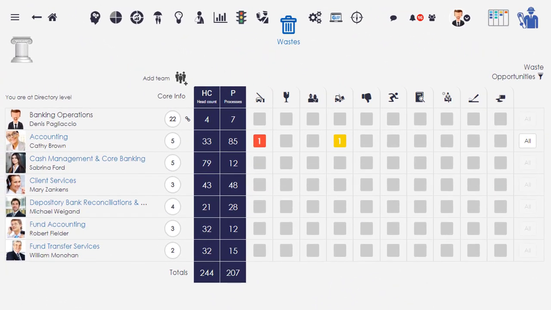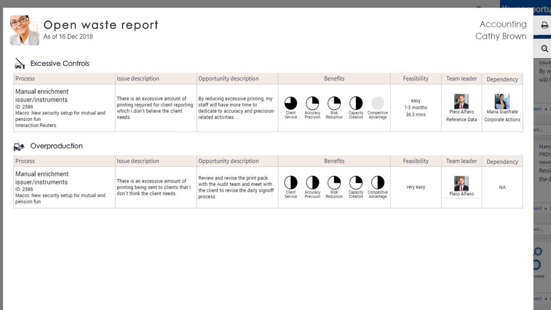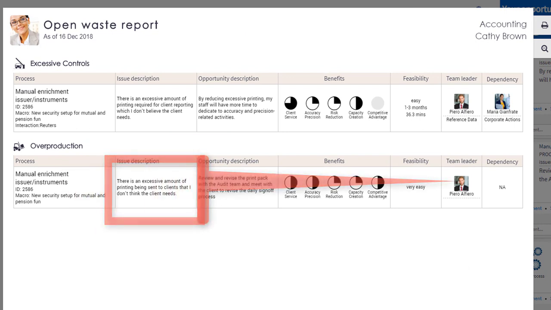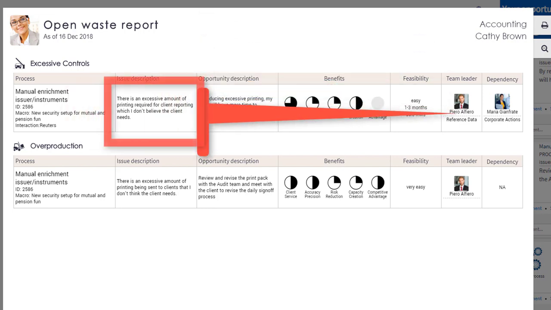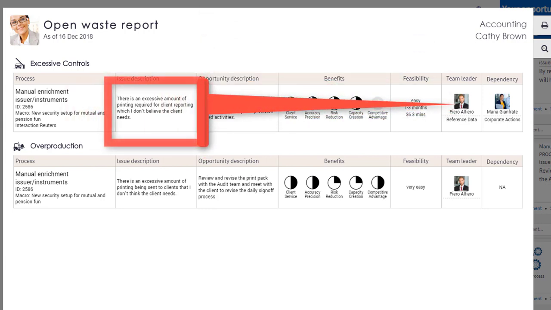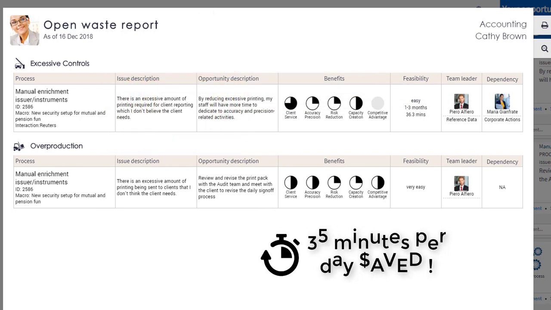owner. Reviewing the waste reduction opportunity report, team leader Piero Alfiero tells us, "There is an excessive amount of printing required for client reporting which I don't believe the client needs. There is also one too many controls in place verifying client share positions which we can eliminate. Resolving both these items would save us 35 minutes a day."